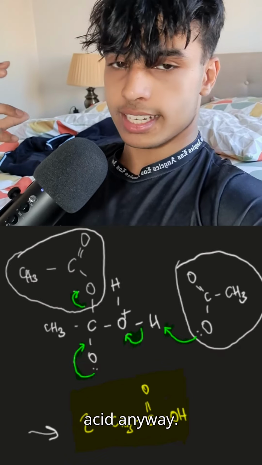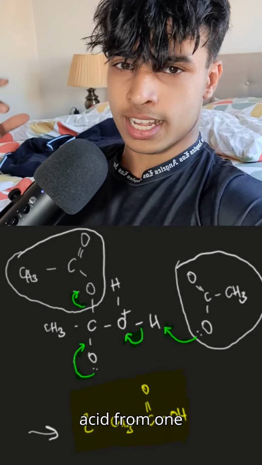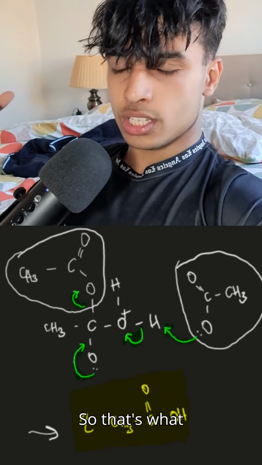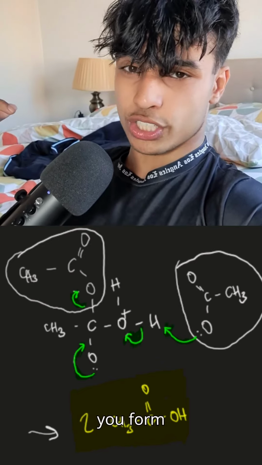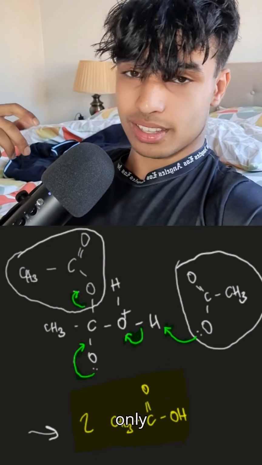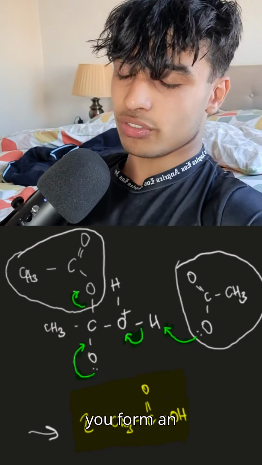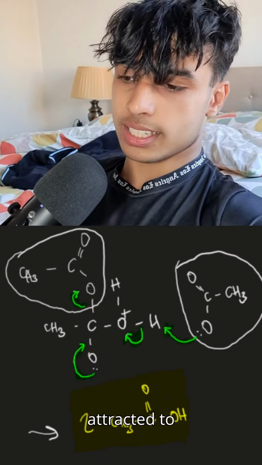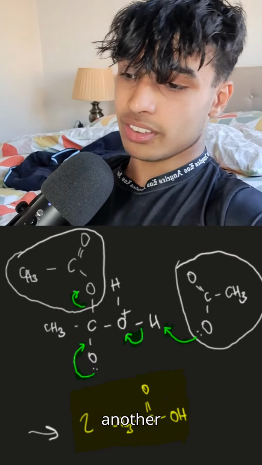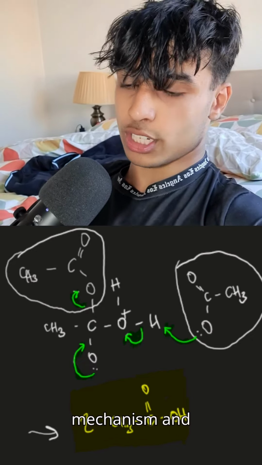And you form carboxylic acid anyway. So you form 2 moles of carboxylic acid from 1 ethanoic anhydride, essentially. So that's what happens. That's the only difference. In both reactions, you form carboxylic acid, and the only difference is you don't form HCl. Essentially, you form an ethanoate ion that's attracted to the hydrogen, and that forms a carboxylic acid. You form another carboxylic acid just through the natural mechanism, and that's it.